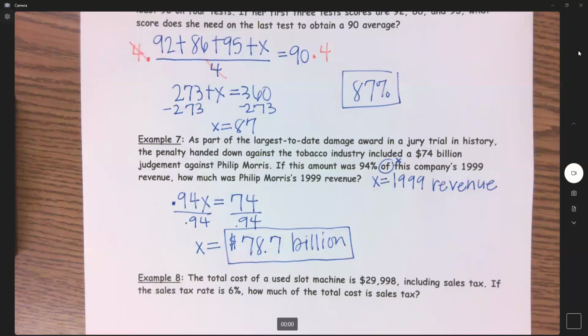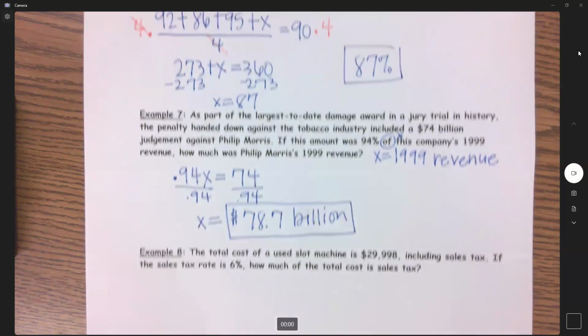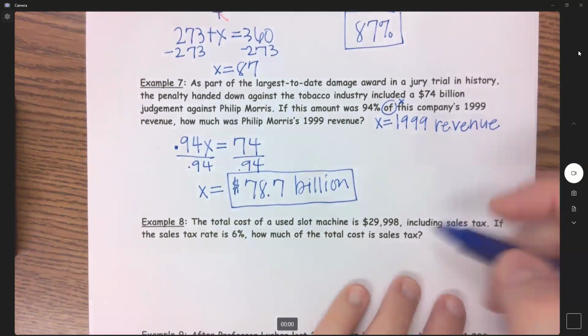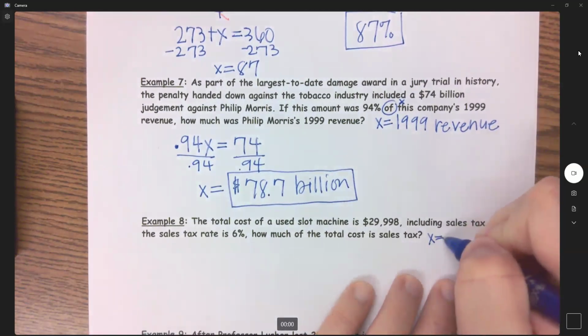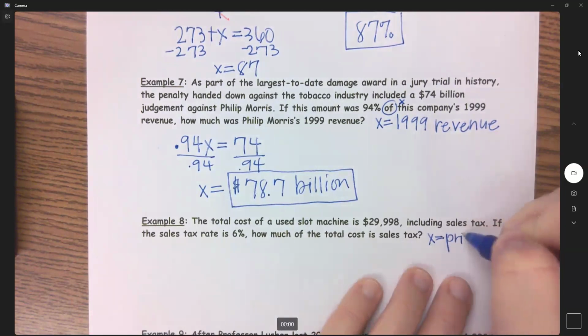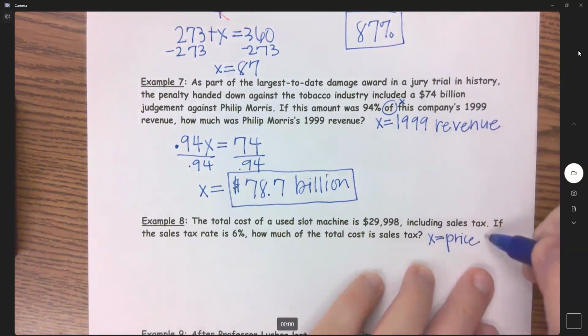Okay, let's try one that's a little bit more complicated. Number 8 says the total cost of a used slot machine is $29,998, including sales tax. If the sales tax is 6%, how much of the total cost is sales tax? Okay, in this one, we're going to let x equal the price before tax.